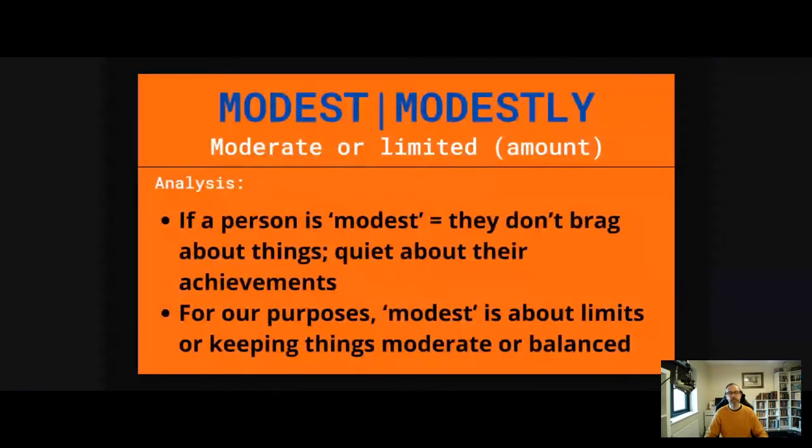Our next word is modest and modestly. And this is moderate or limited in terms of amount. Now, if a person is modest, this means that they don't brag about things or they're quiet about their achievements. So they don't go large, you might say. They keep things small. For our purposes, modest is about limits or keeping things moderate or balanced.